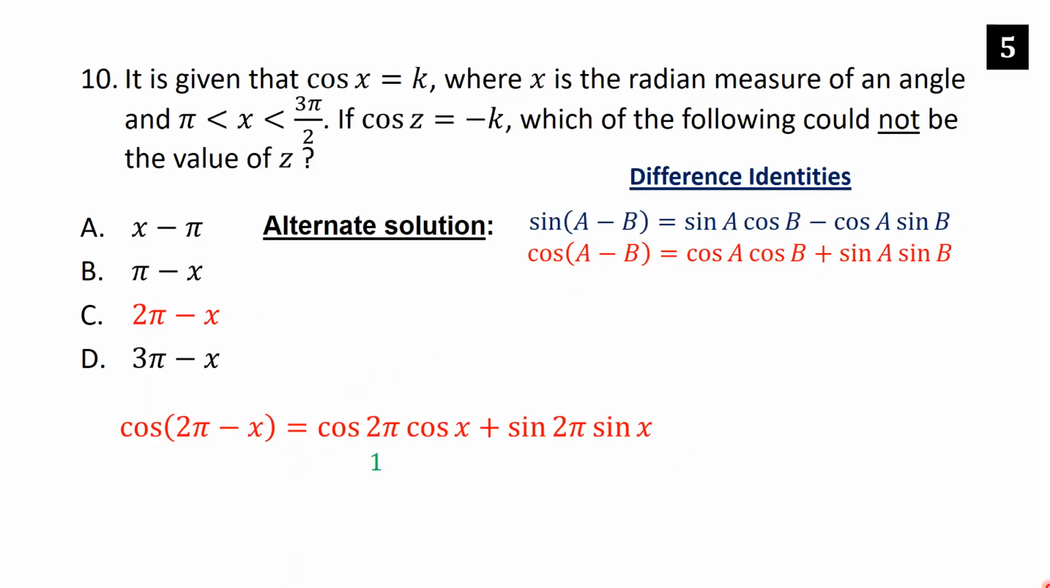Well, the cosine of 2 pi is 1, and the sine of 2 pi is 0. So right away, that second term cancels because it's 0 times sine x, which is 0. And the first term just becomes 1 times cosine x, which is cosine x. And just as before, we know this is equal to k. That's what we're given. So it's not equal to minus k, giving us once again that choice C is the answer.